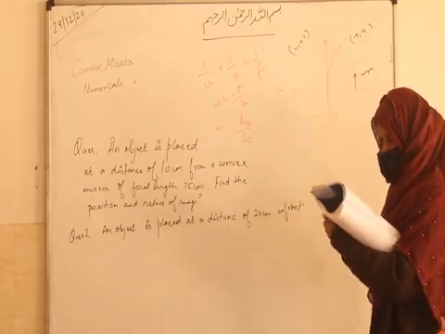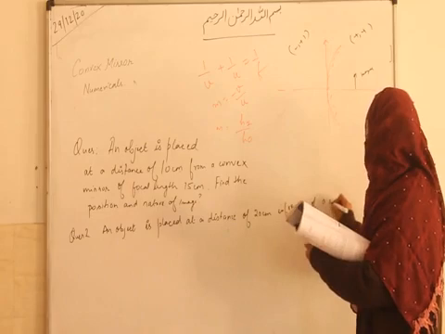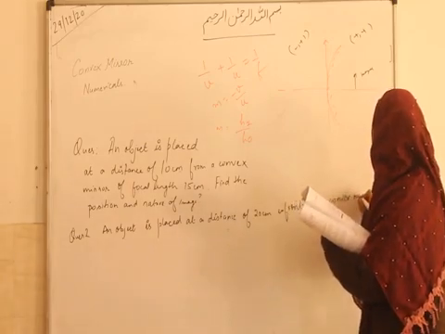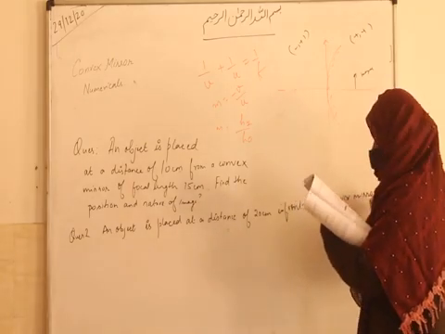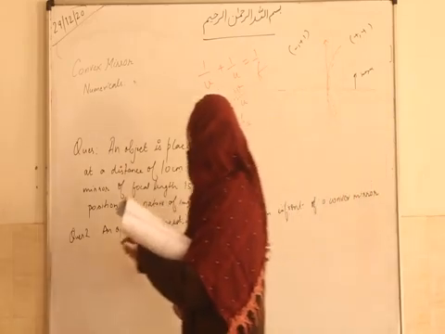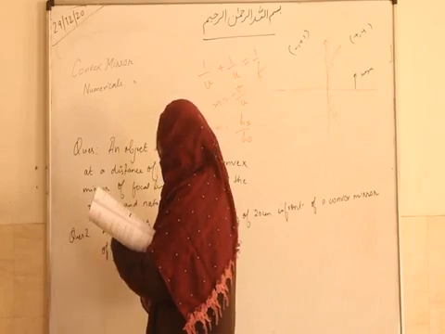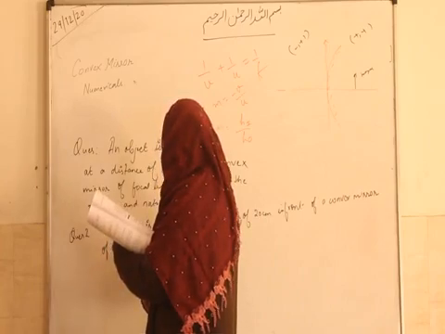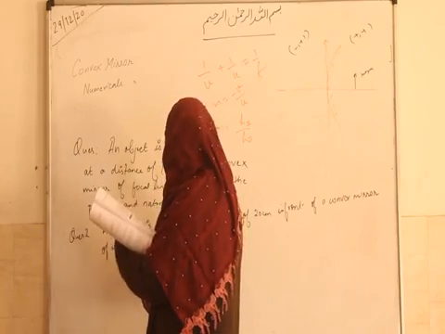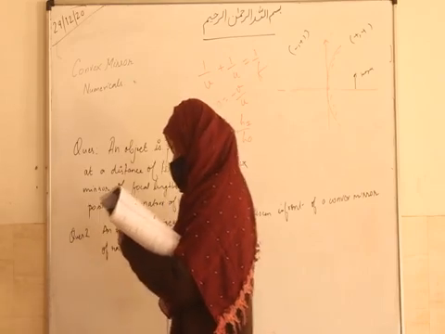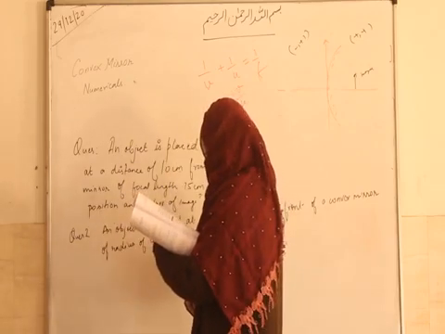In front of a convex mirror, what is the nature of the image? Virtual and erect. Virtual and inverted will not come. Erect. So okay, now do this question.